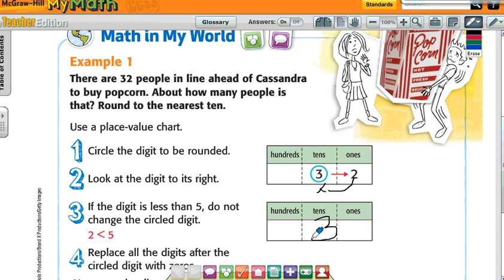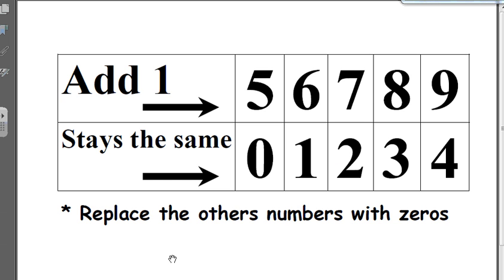Okay? Because the 2 is less than 5. So if it's less than 5, it stays the same. So if the number to the right is 0, 1, 2, 3, or 4, it stays the same. If the number to the right is 5, 6, 7, 8, or 9, you add 1. And then what do you do to all the other numbers on the right? Look at the bottom. Replace the other numbers with zeros.